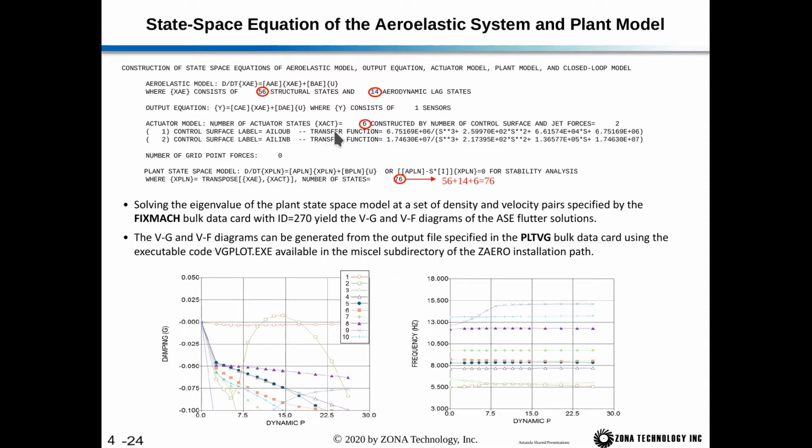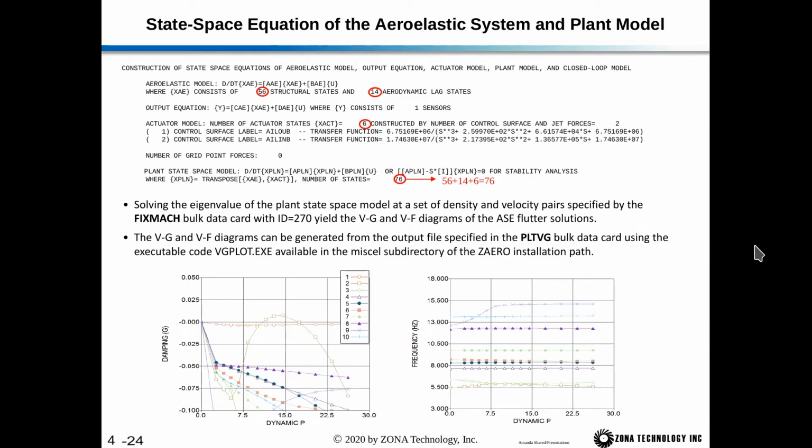So here's our first control surface and transfer function. Our second control surface is the inboard aileron with its associated transfer function. We have 0 grid point forces. So the plant state space model has 76 states, which is 56 plus 14 plus 6.